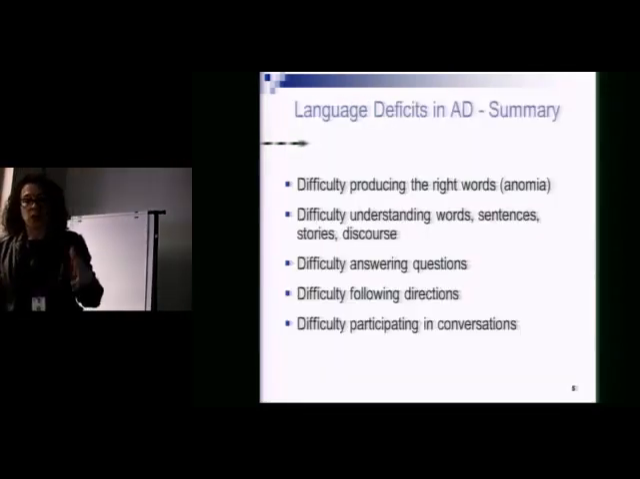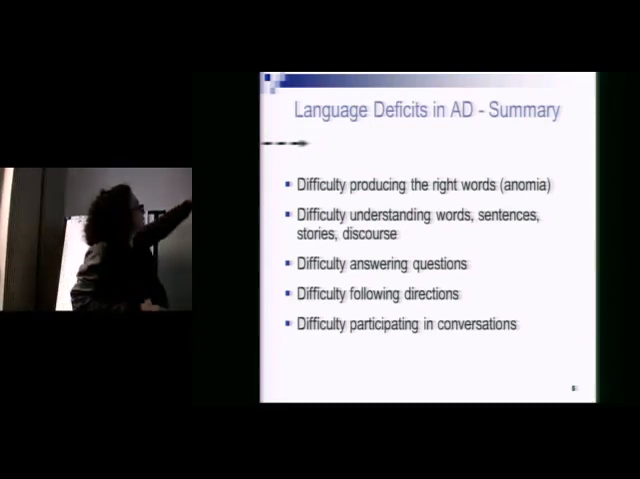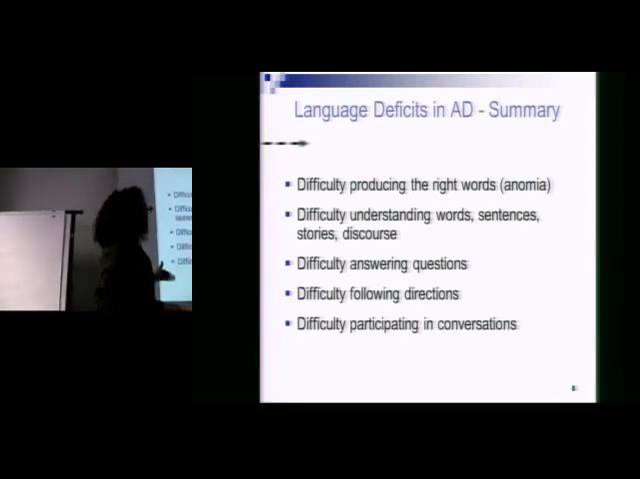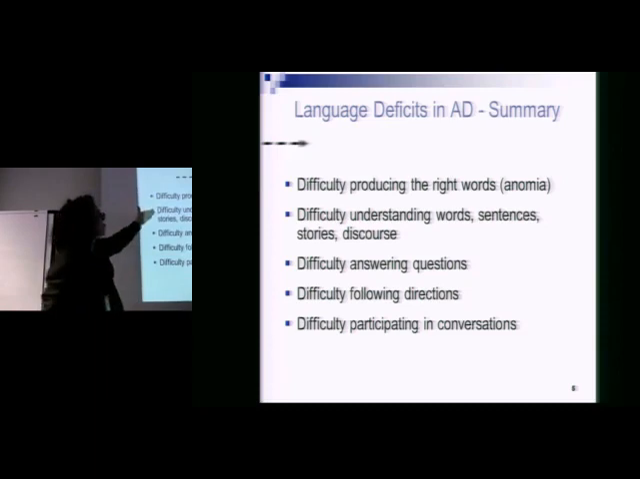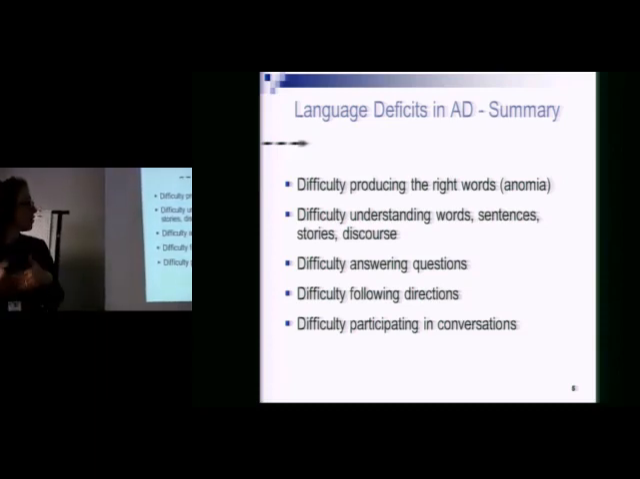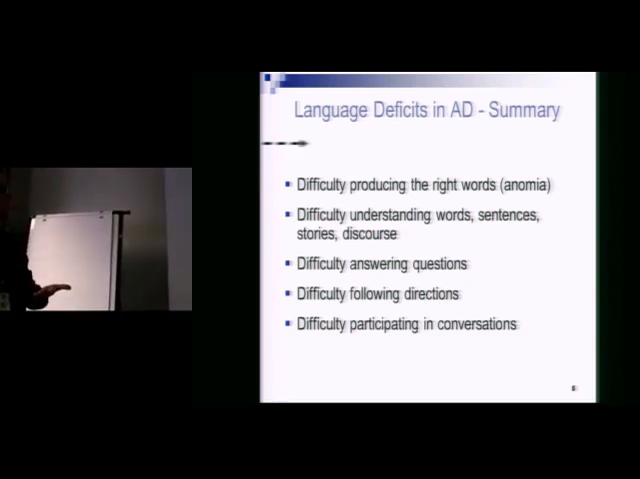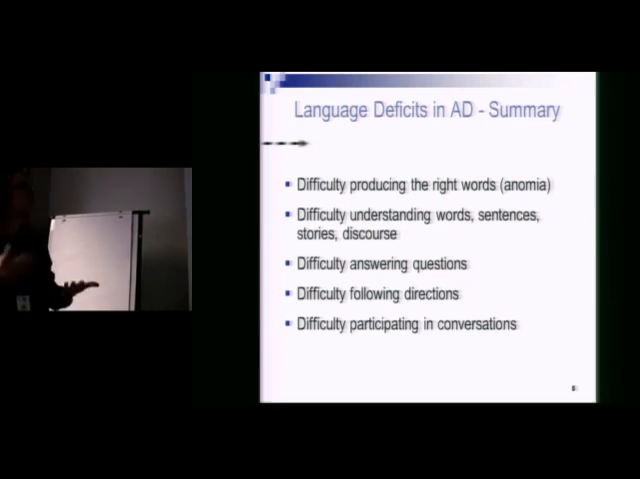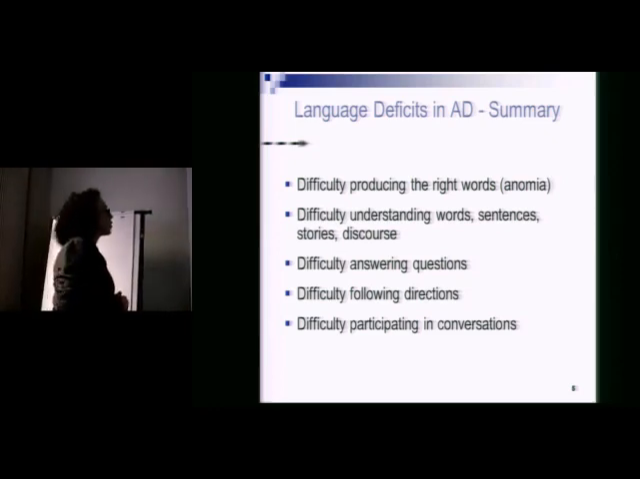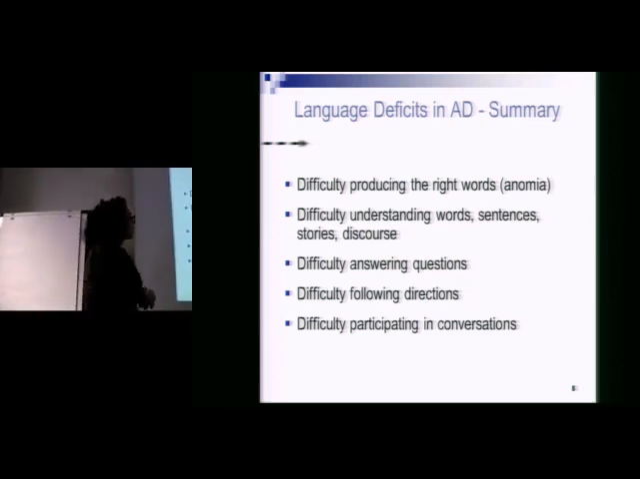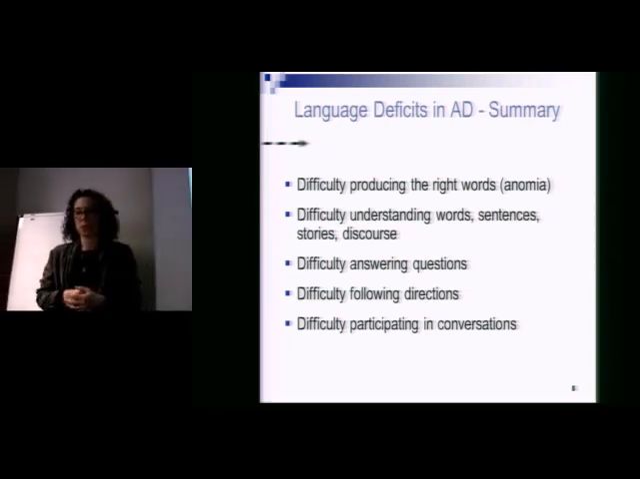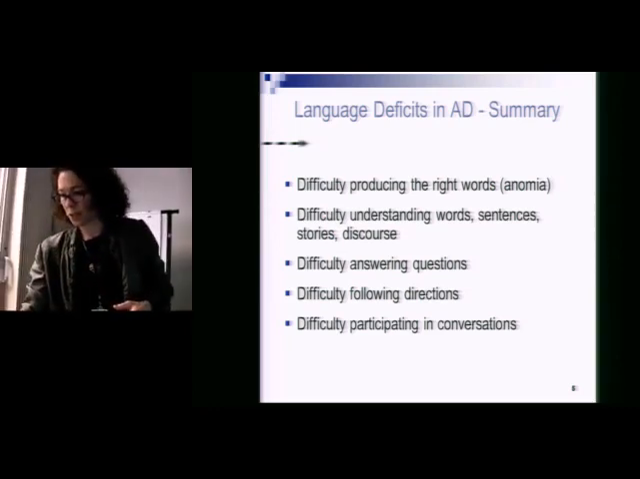So if we're going to try to summarize all of that, what we see is a progressive difficulty across that continuum in producing the right words, eventually in understanding words, then sentences, and stories, conversations, discourse, difficulty responding to questions, following directions, and ultimately participating in conversations.